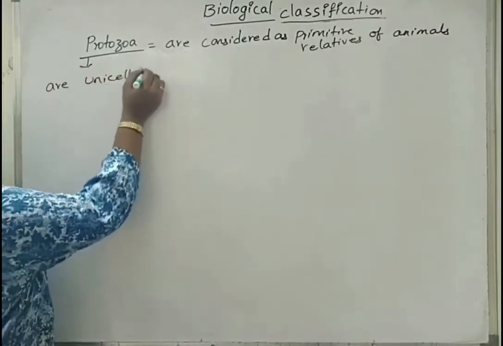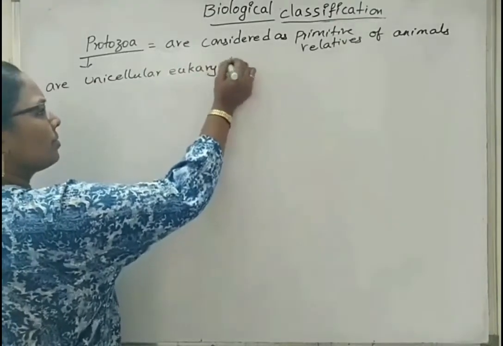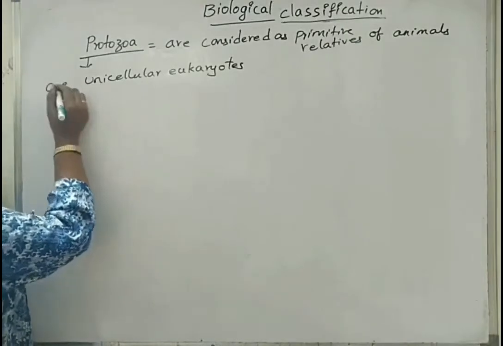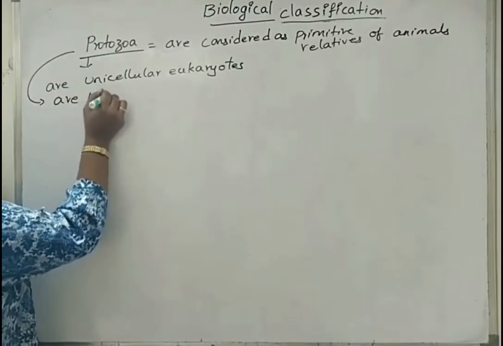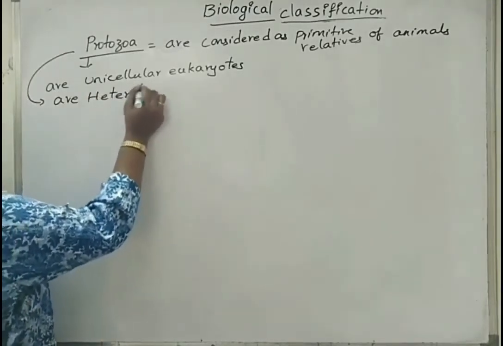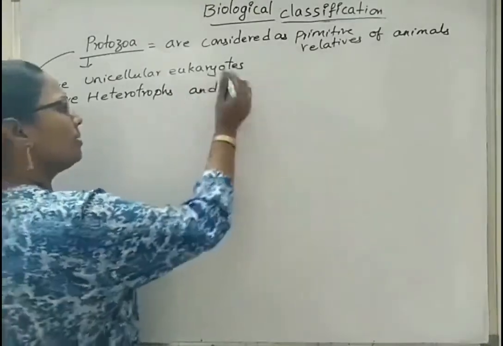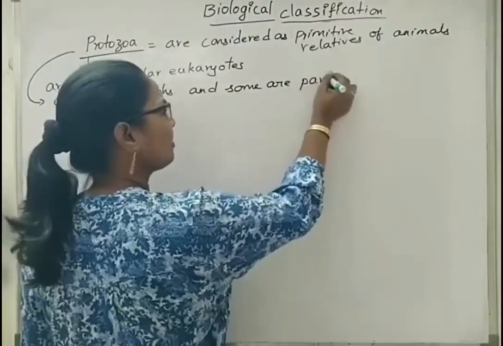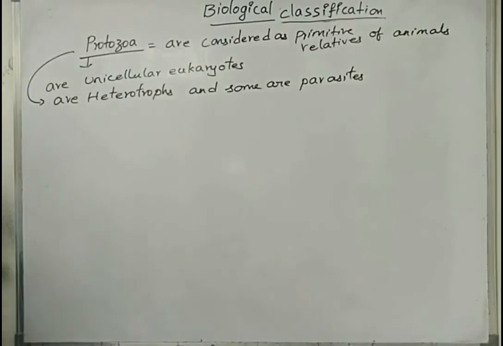So protozoans are unicellular eukaryotes. They are heterotrophs, and some are parasites. We know the meaning of parasite: they completely depend on the host body for food material.